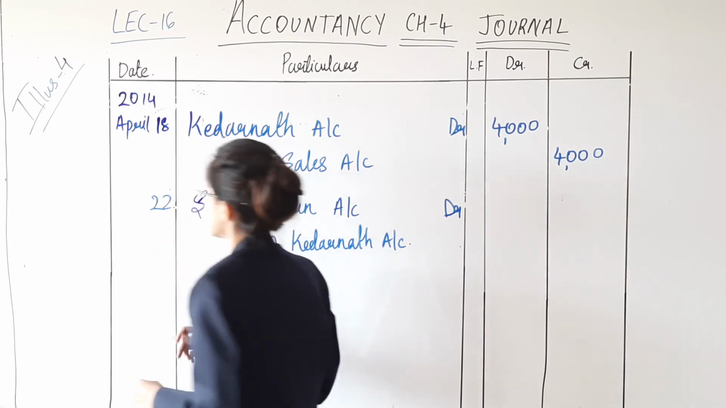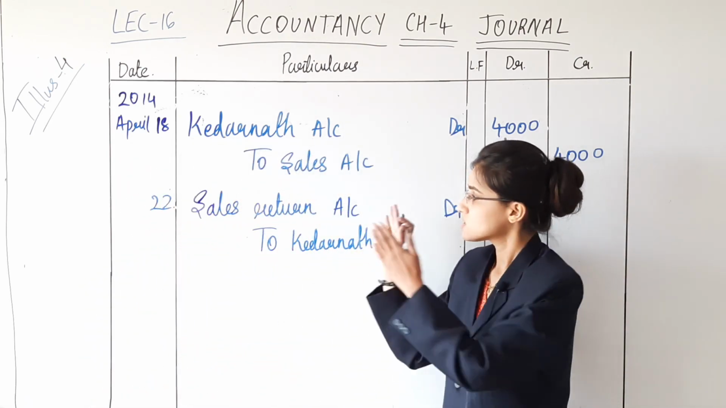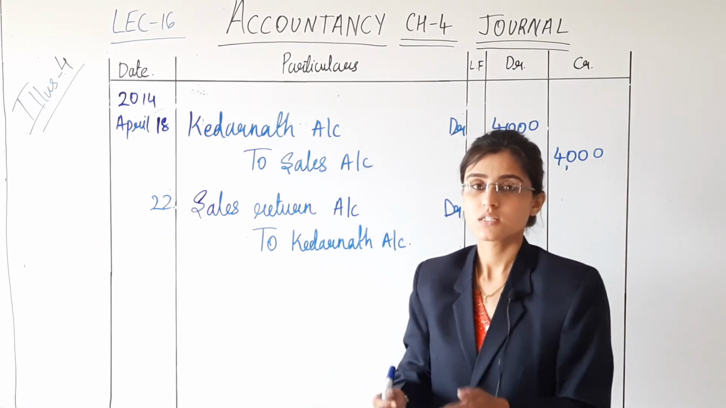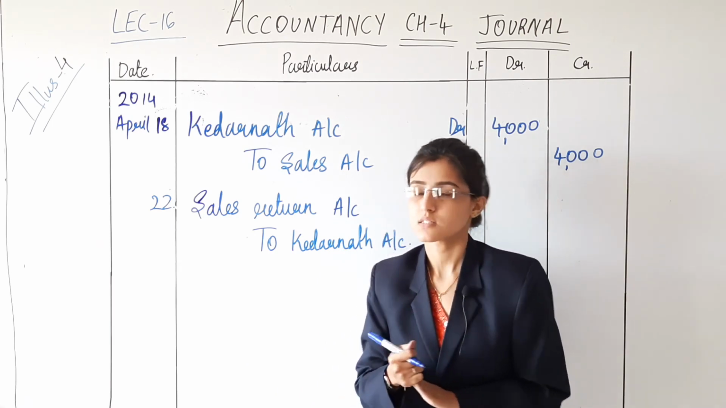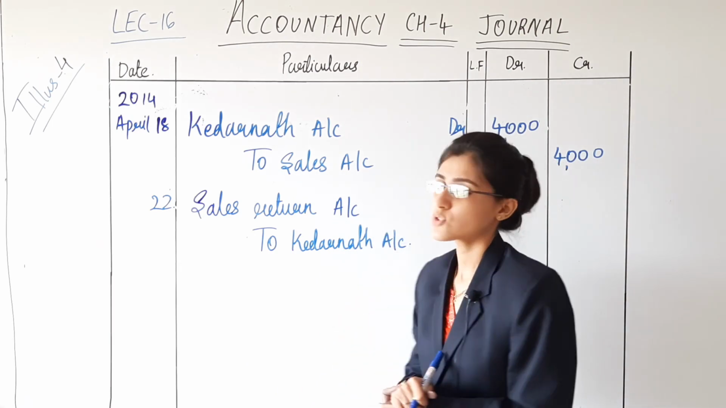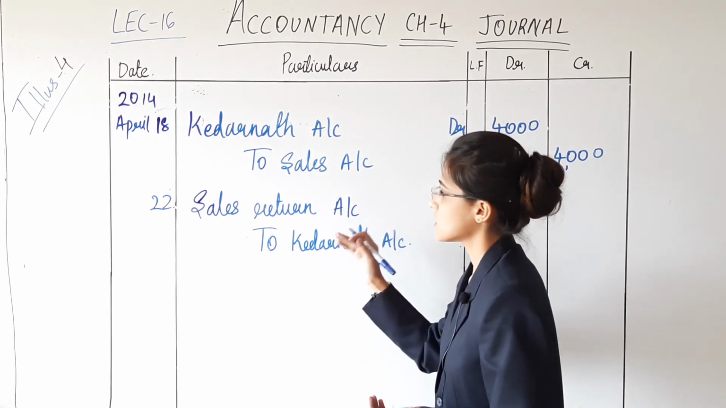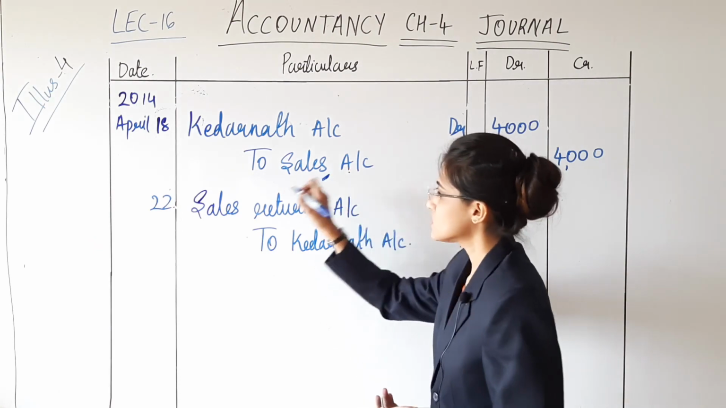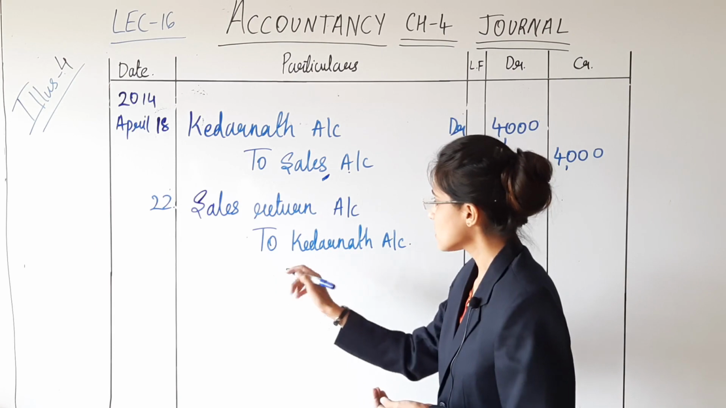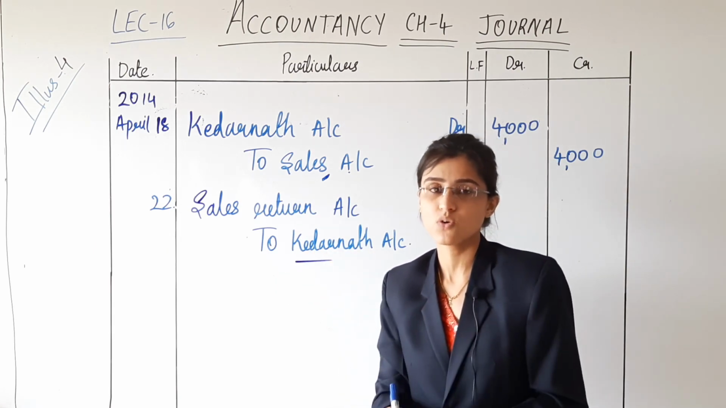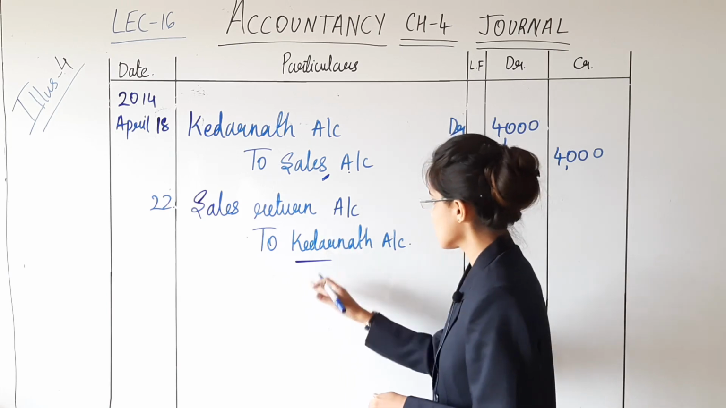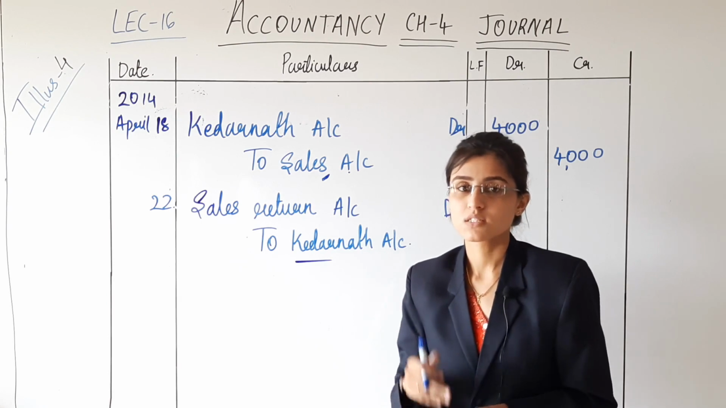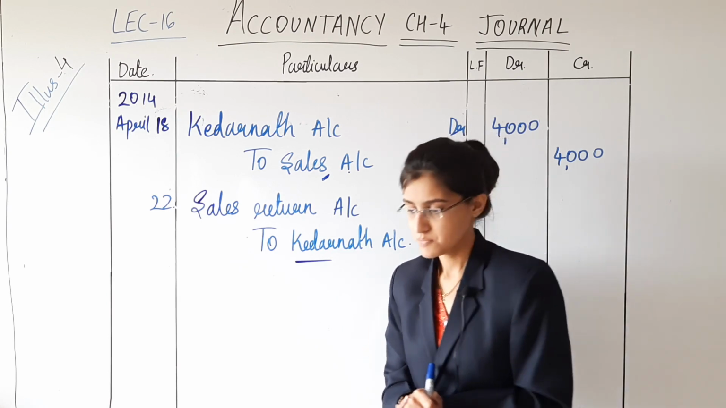Just the way we understood purchase return, this is sales return. If you return goods to someone from whom you have purchased, it is purchase return and it is a credit balance. And if someone to whom you have sold returns you goods, that is sales return, because the goods are returned from the goods that have been sold. So this becomes sales return. And who is the giver? Kedarnath. Kedarnath is returning you goods. So with the rule of personal account, Kedarnath's account has been credited because Kedarnath is the giver.